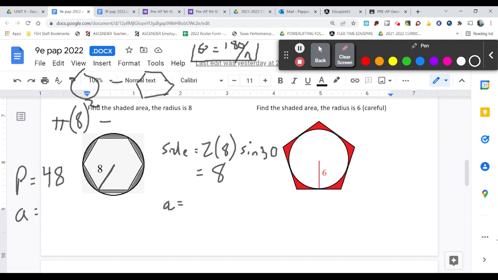Oh, so he's saying radius times cosine theta? That you're saying for apothem? Yeah, apothem is going to be radius times cosine theta. So apothem is going to be 8 cosine 30.